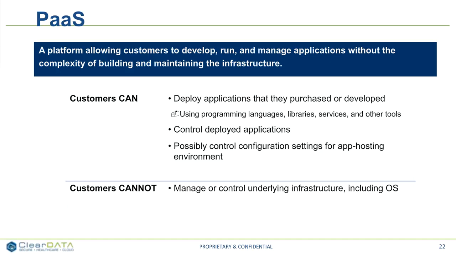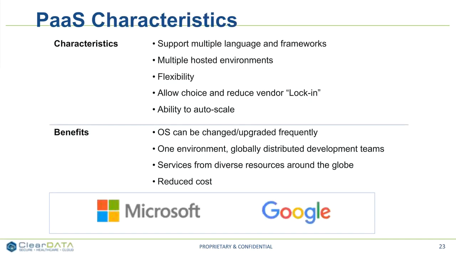In a PaaS environment, a customer can deploy an application that they have developed or purchased. They can use their own programming languages or libraries, other tools. They can control the deployment. There's a few more things they can actually do to develop and run and manage applications without the full complexity of maintaining the infrastructure. However, they can't manage the underlying infrastructure, including the operating system.